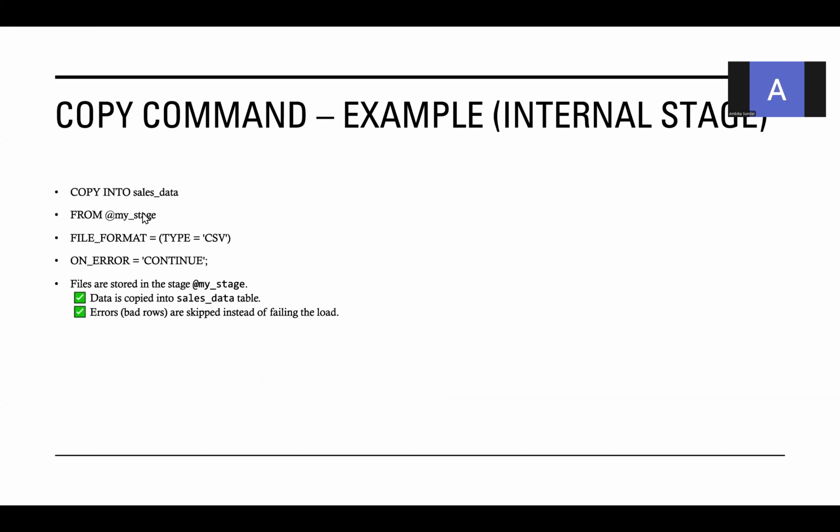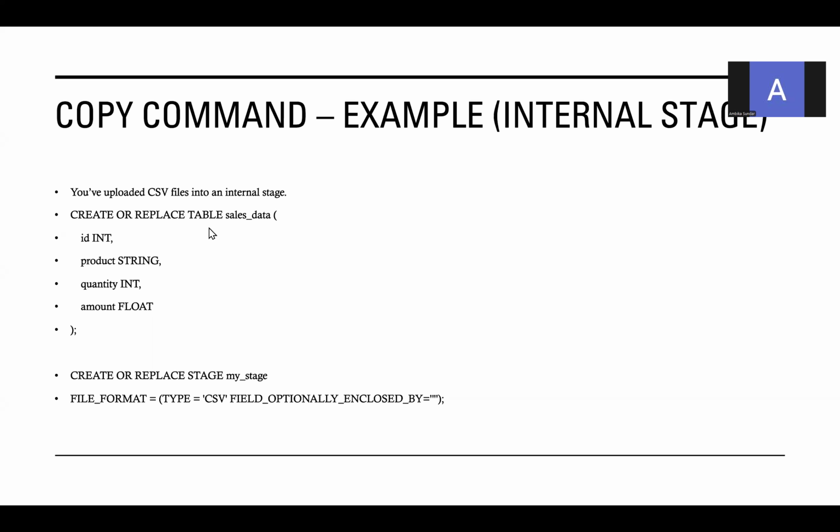So from this internal stage, I am going to copy the data into the sales data. Sales data is a table I am creating. So there are three requirements. You are going to upload the CSV files into the internal stage, and from the internal stage, you are going to load the data into the Snowflake table. For that, first you should have the CSV file, then the sales data table, and then the internal stage. All has been done in this page.